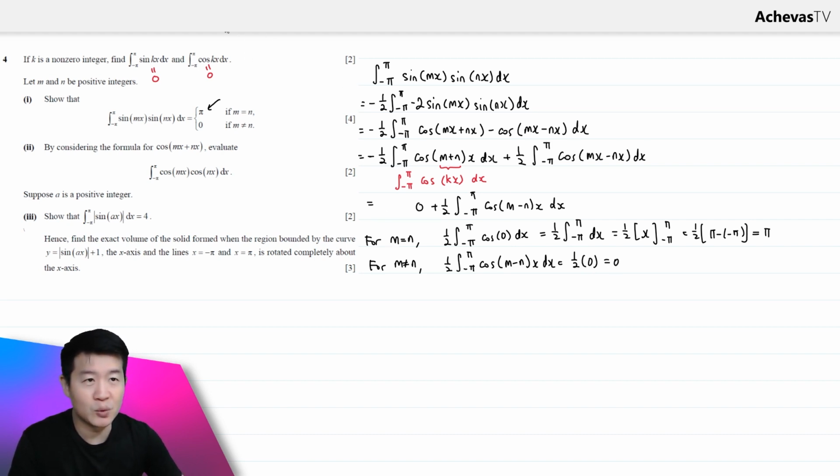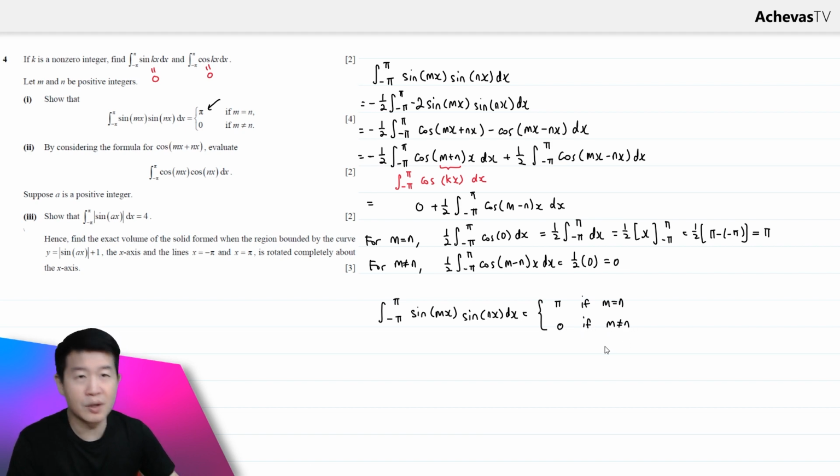So from here we can now do our conclusion, which is that the integration from minus pi to pi of sine mx sine nx dx is going to be pi if m is equal to n, and it is going to be equal to 0 if m is not equal to n. Okay, we are reacting on the spot based on what the question says.